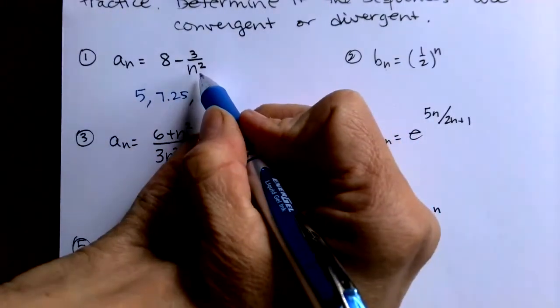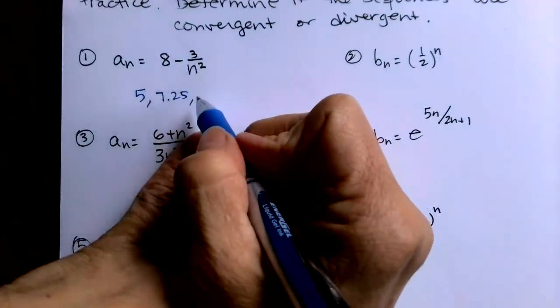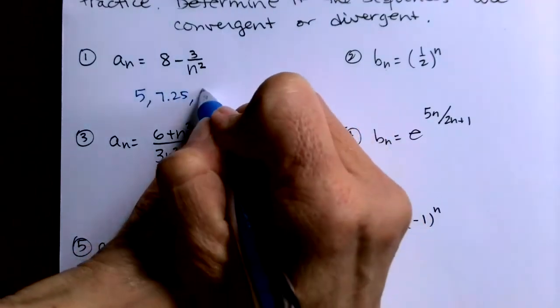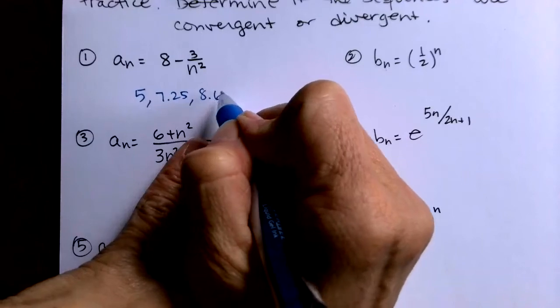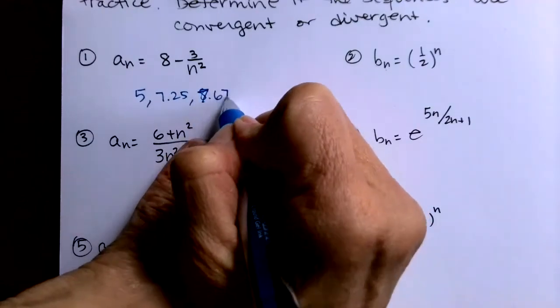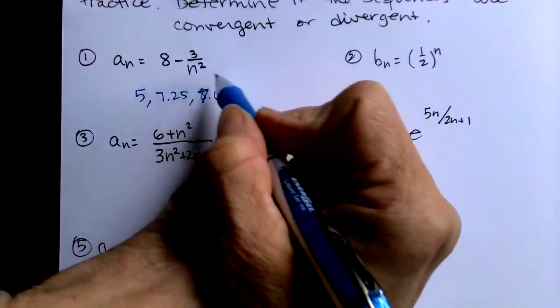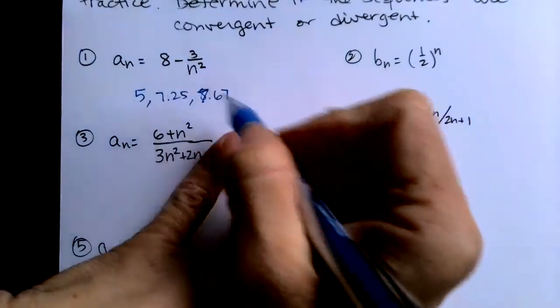And then when n is 3, I'll have 8 minus 1/3, so that'll be 7.67. Okay, I'm getting totally lazy. n equals 4. Okay, I'm already lazy. Do you guys all see what's happening?